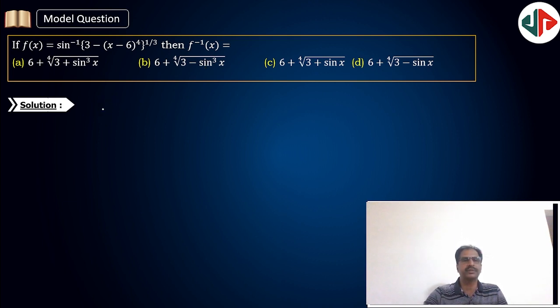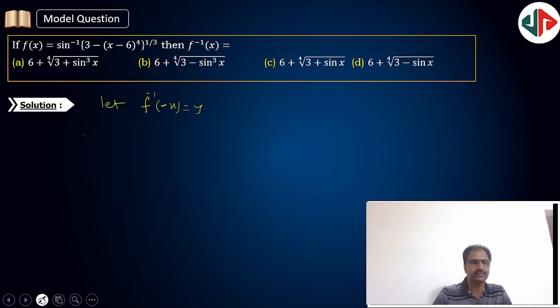Now f of x is given as sine inverse of 3 minus x minus x whole power 4 whole power 3. You have to find f inverse x. The procedure for finding f inverse x for any function is like this. Let f inverse x be equal to y.